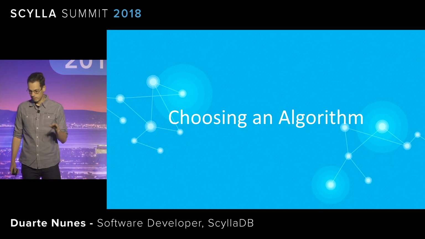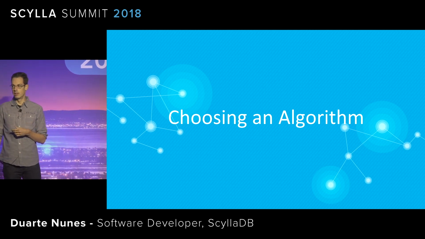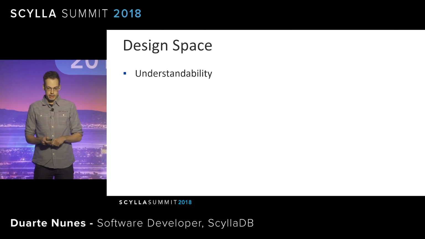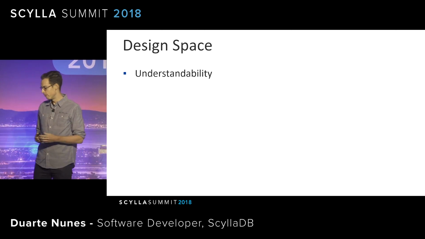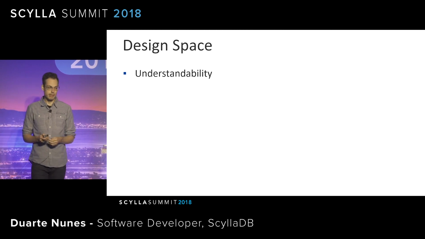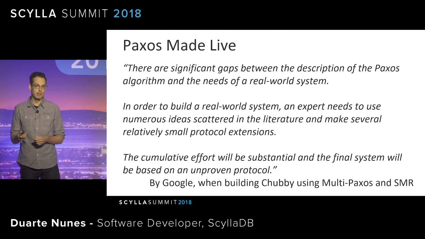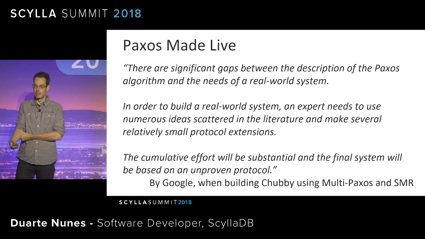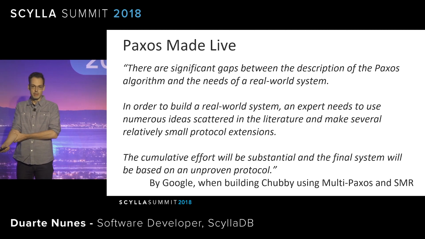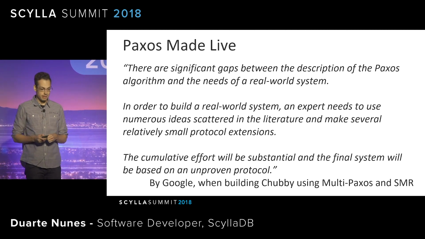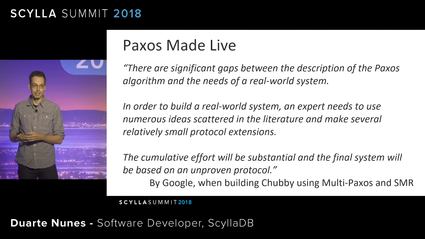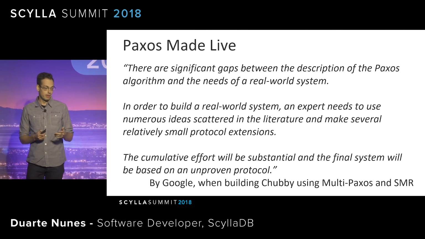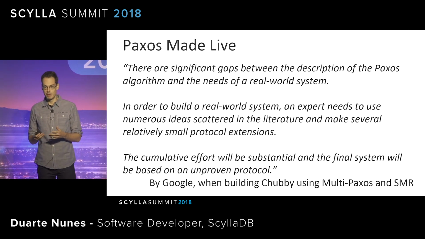So how do we go about choosing a consensus protocol with which to implement these things? The main thing is understandability. This is actually more important than it seems. There's a very famous paper by Google called Paxos Made Live, where they try to implement Paxos, which is the most famous and well-known consensus protocol. They tried to implement it for Chubby, and they didn't have a lot of success and wrote a paper about all the challenges that they encountered, mainly related to the fact that the paper is very opaque and not very prescriptive.